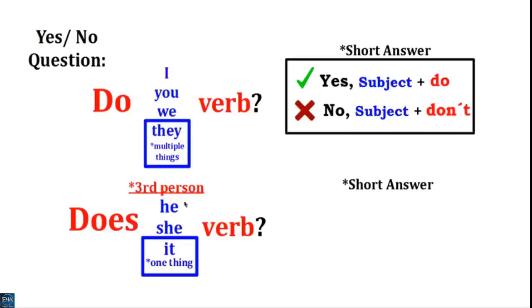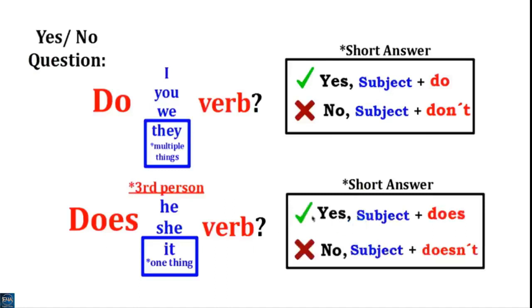Very good. Now, a yes-no question with does, in the short answer, we say yes, subject, does. And the negative, we say no, subject, doesn't, the negative auxiliary. Very good.